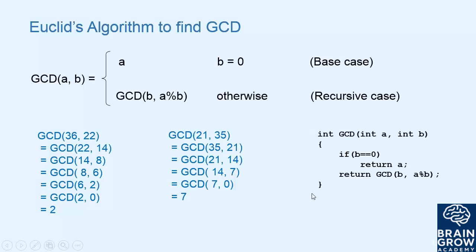Now this is the recursive method for finding greatest common divisor of two numbers A and B. It is a simple translation of this recursive definition. Now we'll trace this recursive method.